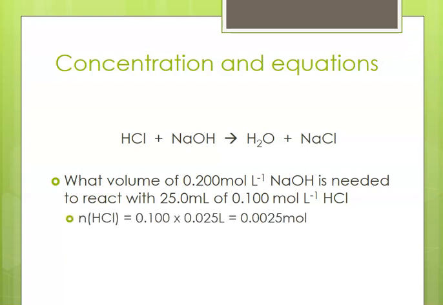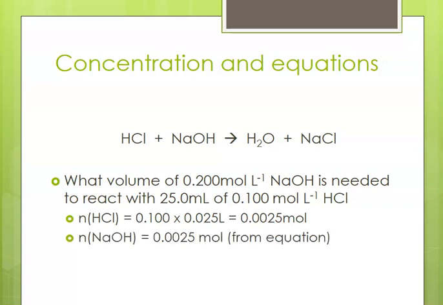So the first thing is to work out how many moles of hydrochloric acid. So I've got the concentration, I've got the volume. In this calculation, you've converted the volume to litres, which is really important. It has to be done every time. So if I've got 0.1 mole per litre and 0.025 litres, then that's telling me that I must have 0.0025 moles.